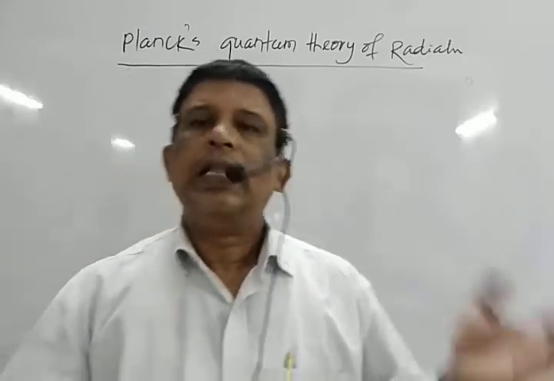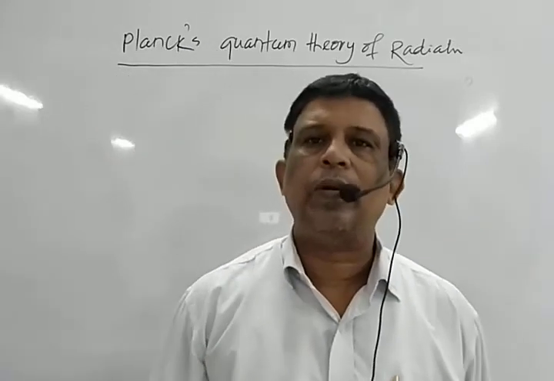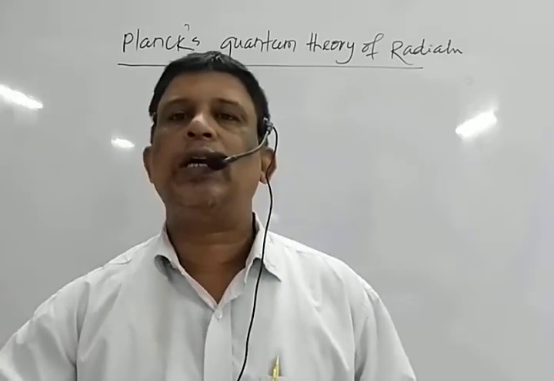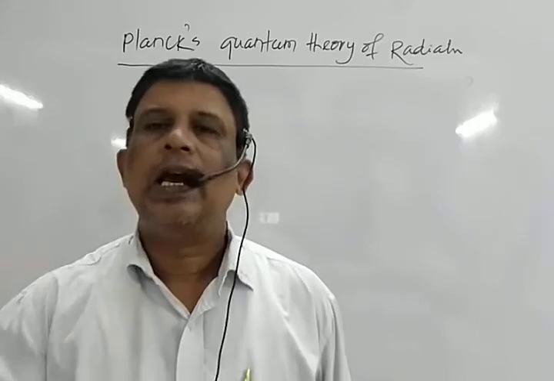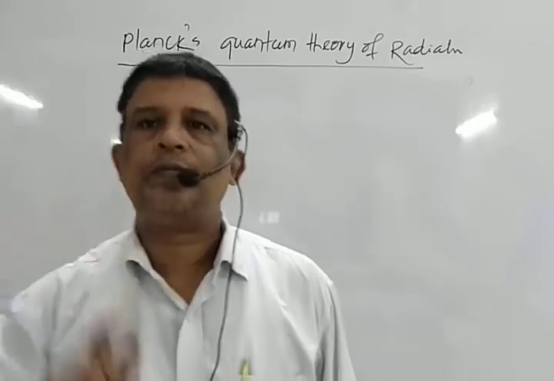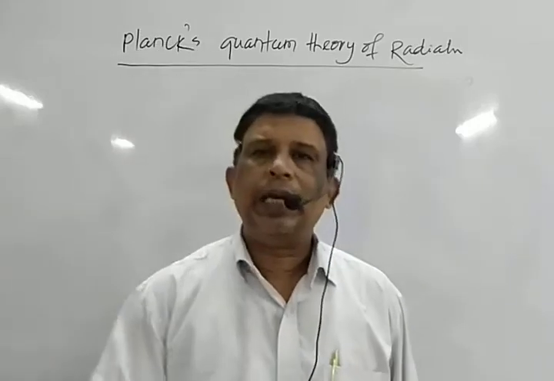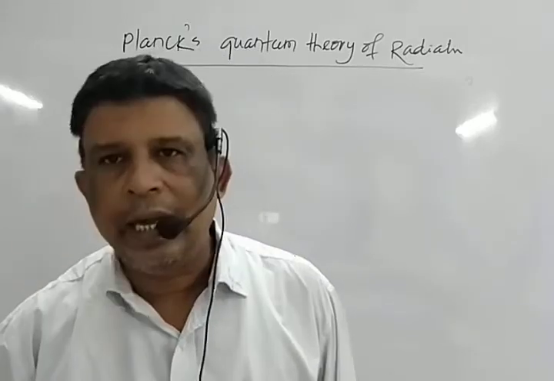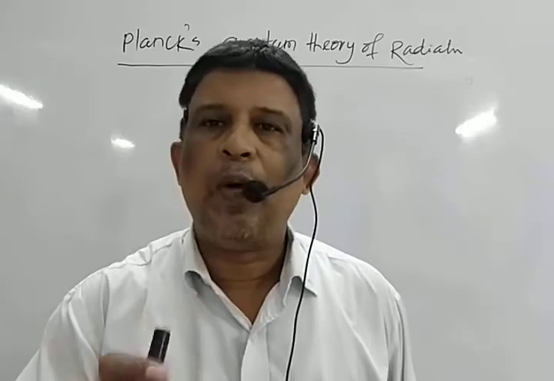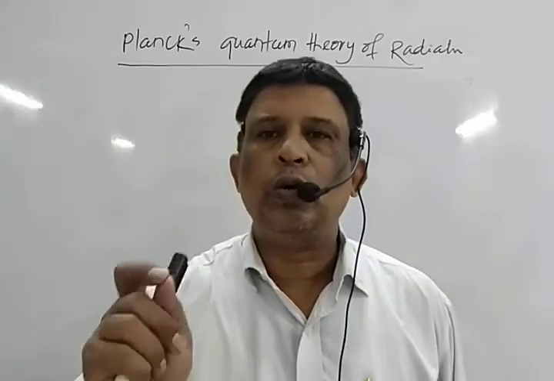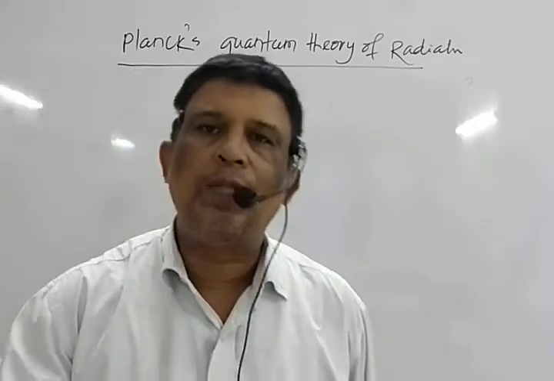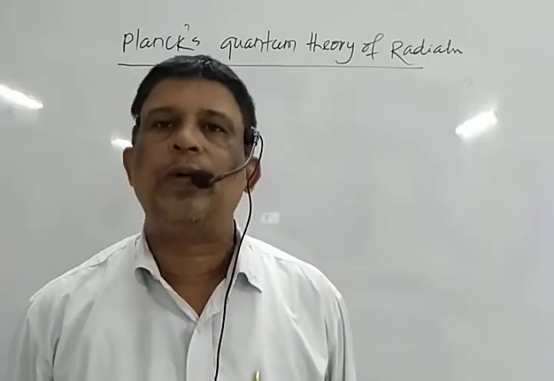Last point is that the energy emitted or absorbed by a body is an integral multiple, a whole number multiple, of h nu. That is, E is equal to m h nu. That means a body can emit or absorb 1 h nu, 2 h nu, 3 h nu, but not 1.3 h nu or 2 by 3 h nu, neither decimal nor fraction. It is the integral multiple, whole number multiple of h nu.